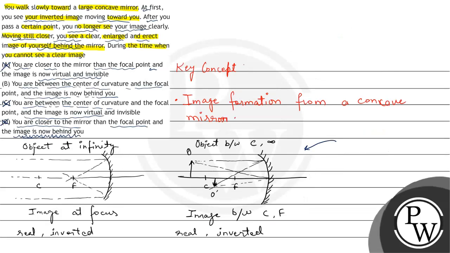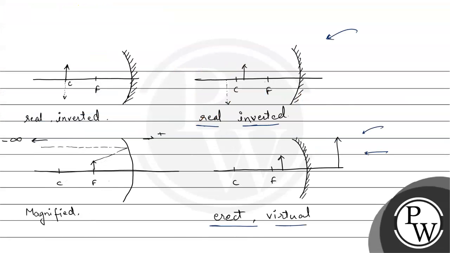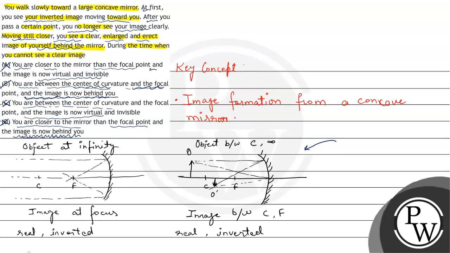Now option B is the correct option to this solution, that we are between the center of curvature and the focal point and the image is now behind us, and hence up until F we cannot see our image clearly. So option B is the correct option. Let us highlight it.